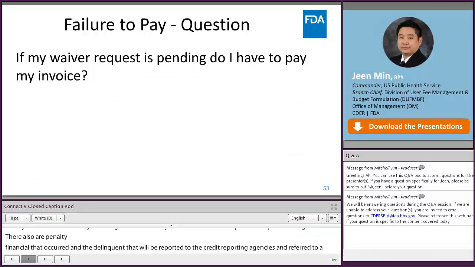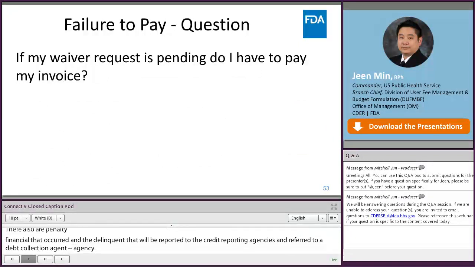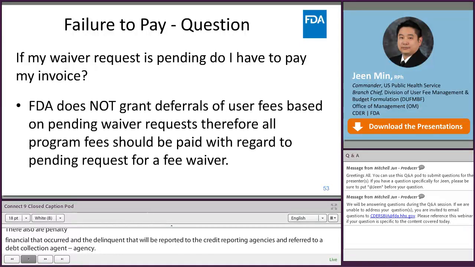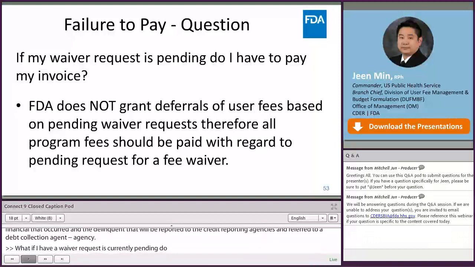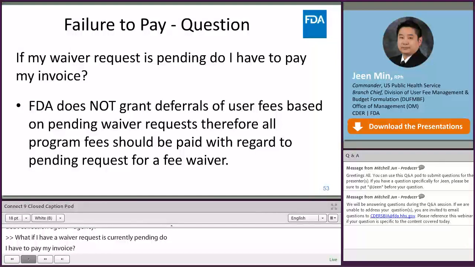So, what if I have a waiver request that's currently pending? Do I have to pay my invoice? FDA does not grant deferral of user fee based on pending waiver requests. Therefore, all program fees should be paid with regards to a pending request of a fee waiver. Basically, we do not take into consideration if your waiver is pending. So when the fee is due, you must pay the fee.